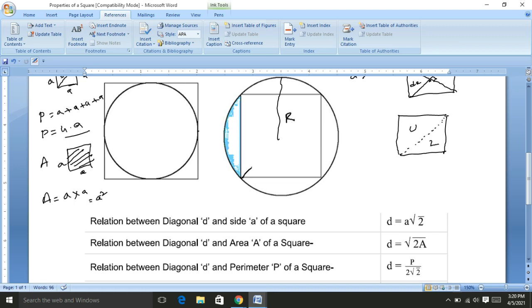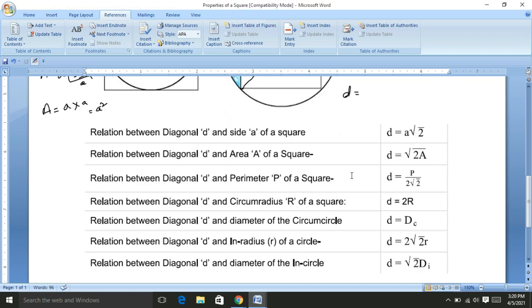And let us consider this is the diagonal, length of the diagonal d. Then the diagonal of the square equal to d. Then the radius of the circumcircle is given by actually 2r. That means this value is, sorry, this value is 2r. Right here, this value is 2r.